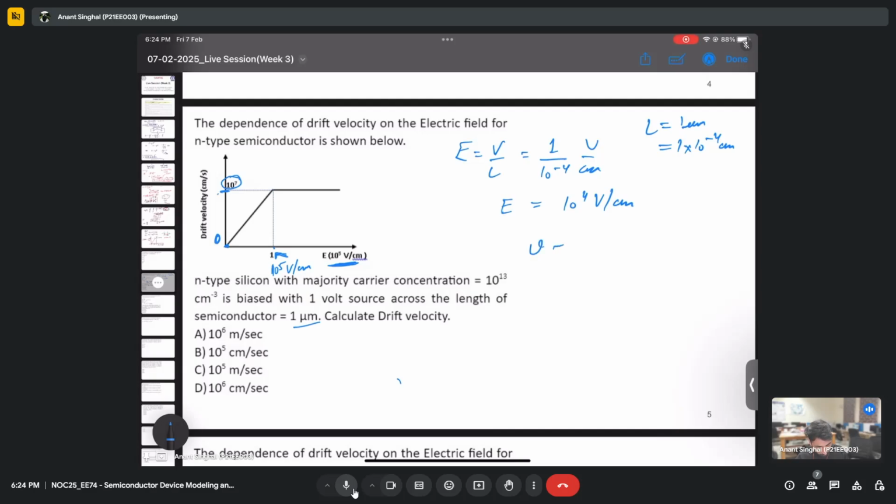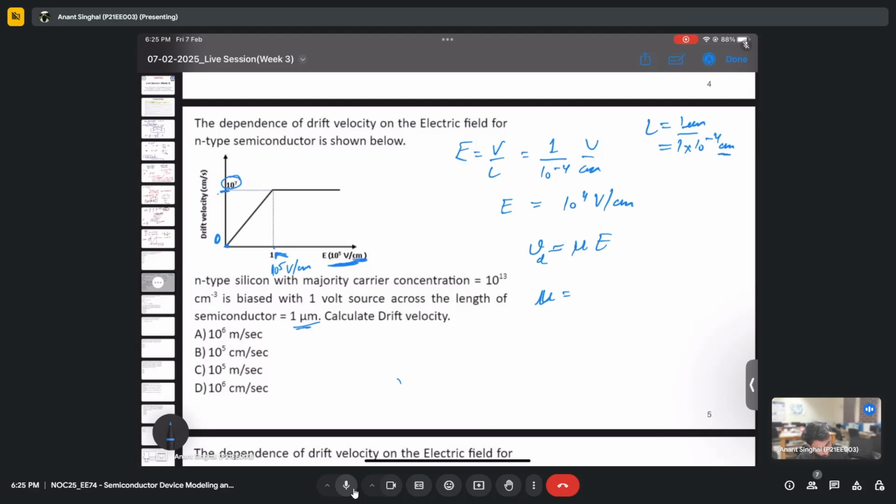And Vd is nothing but, as I just said, mu E. So mu is nothing but the slope of this, right? So the slope we can calculate directly. Units are important. It is generally in centimeter. You always change it to centimeter.